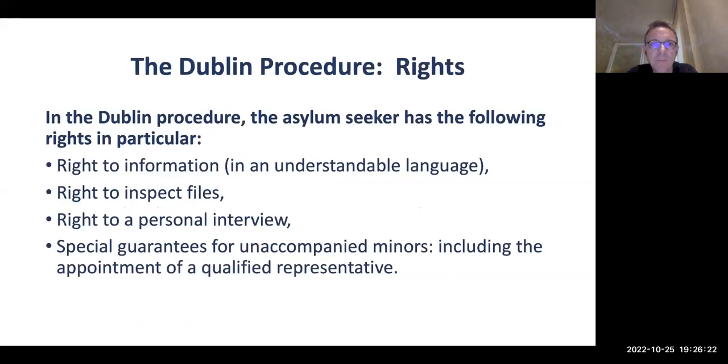There are a number of other rights that are clear in the Dublin procedures. What is important to highlight is that the asylum seeker has a right to information in an understandable language, meaning translation needs to be provided. Authorities have to make sure that this information is provided. They have a right to see the files. That's a big issue in practice, by the way.